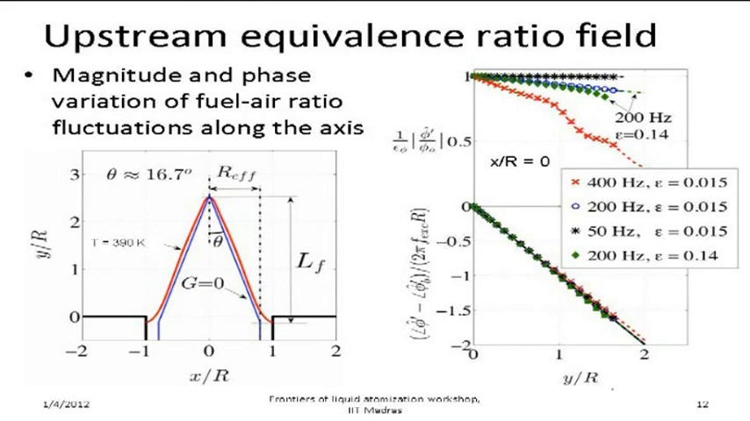Now, before I launch into comparison between flame response, we need to make sure that our equivalence ratio field is similarly captured between the reduced order model and the DNS. Only then can we say we've done an unambiguous comparison. So this is a plot of the magnitude and the phase of equivalence ratio perturbations at various axial locations as a function of transverse distance.